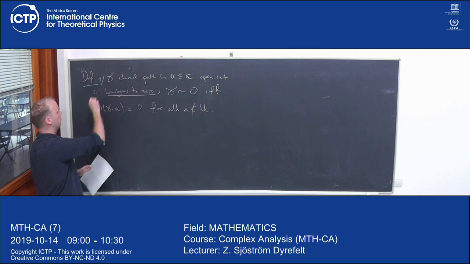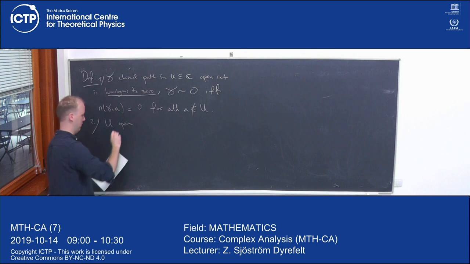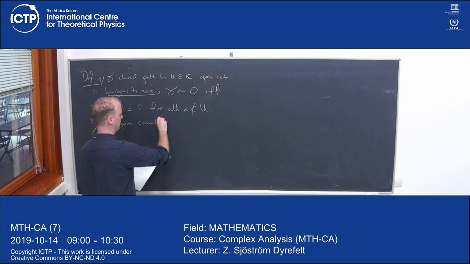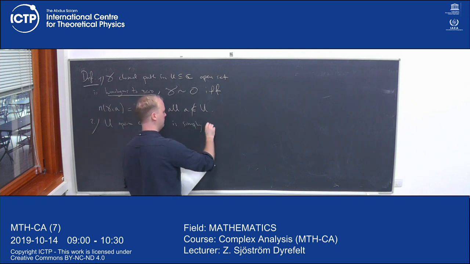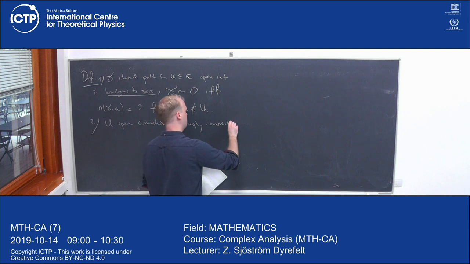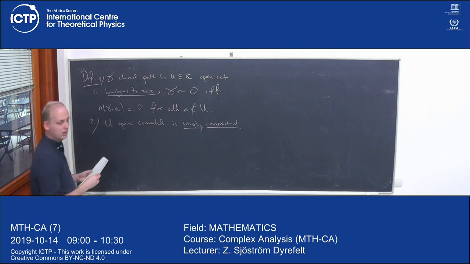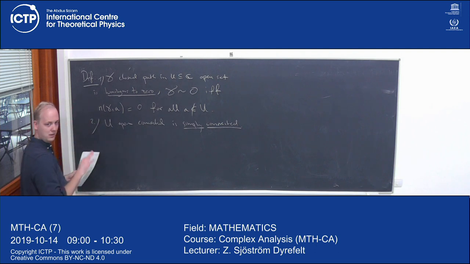And this was part one. In part two, you will see what this is related to. So an open connected set is said to be simply connected. Of course, I think most of you already know from topology what it means to be simply connected. Intuitively, it means you don't have a hole, right? This is the usual formulation. But, you know, there's a caveat.